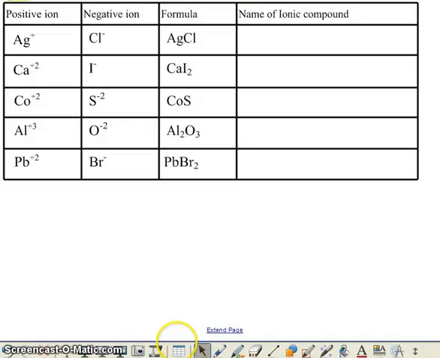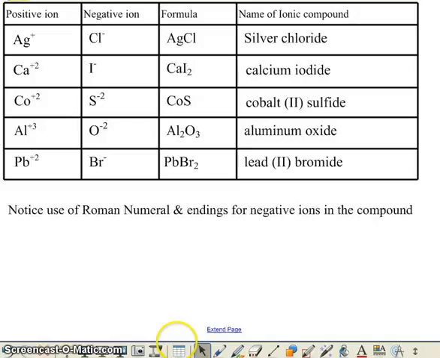There's the formulas. There's the names. Did you forget formulas? Did you forget subscripts? Here's a good example of a tricky one. Since aluminum is +3 and oxide is -2, the least common multiple of 3 and 2 is 6. What does that mean? I need 2 aluminums and 3 oxides.